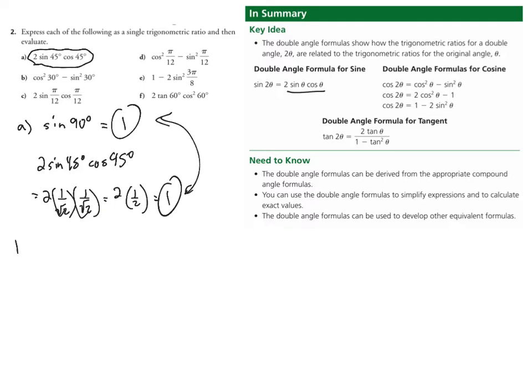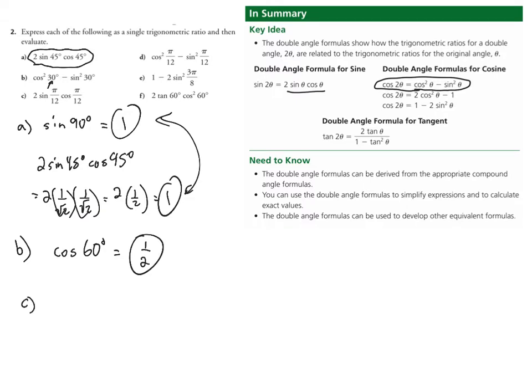Cool. Part B. Cos squared 30, so it's cos squared of something, minus sine squared 30. So that's this one. So it's just cos of 2 theta. So B is just straight up cos of 60 degrees. Theta is 30 degrees in this case, so 2 theta is 60 degrees. And the cos of 60 degrees is just 1/2.